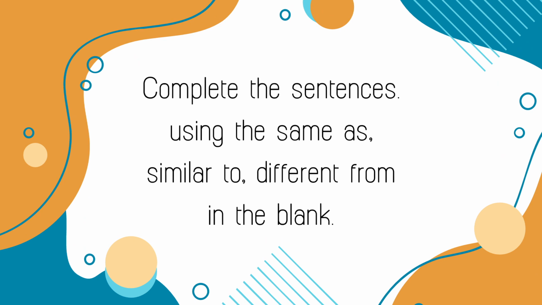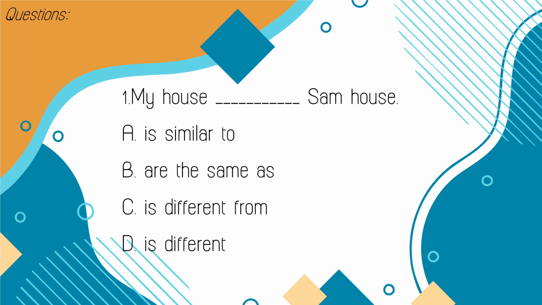Complete the sentence using the same as, similar to, and different from in the blank. My house. Sam's house. A is similar to. B are the same as. C is different from. D is different. The answer is C. My house is different from Sam's house.